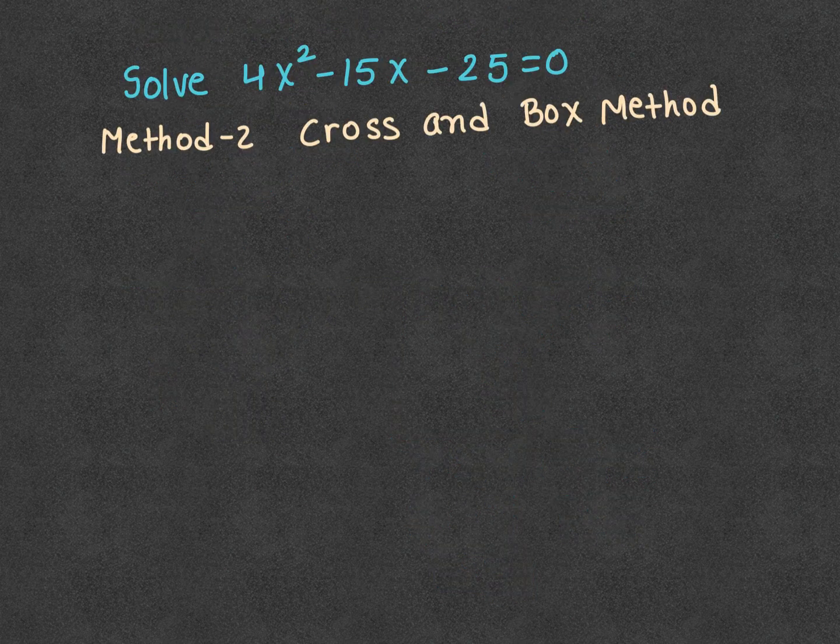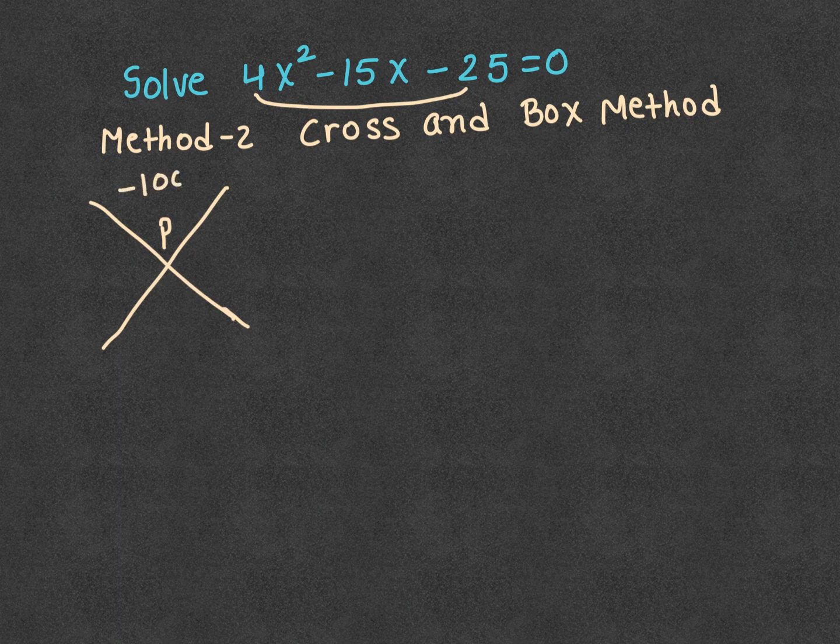The second method to solve is the cross and box method. For the cross and box method, the product goes on the top. That is 4 times negative 25, that is negative 100. On the bottom is the middle term, that is negative 15, which is called the sum. You're looking for two numbers that go into these positions that multiply to get negative 100 and add to get negative 15.